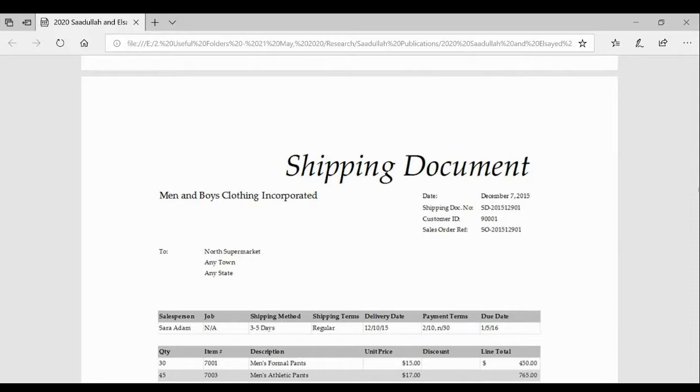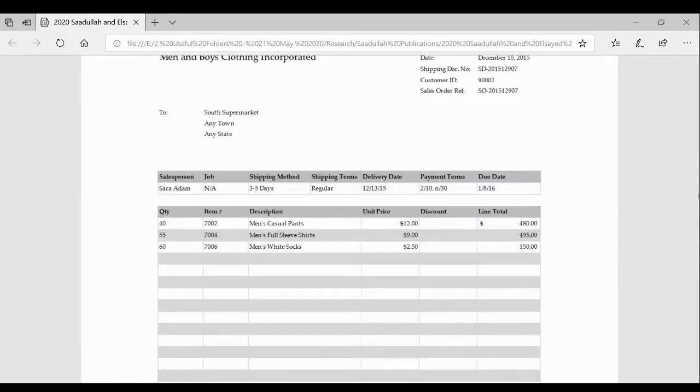December 7, right? So is this before or after the sales order? Is this date before or after? After. Yes, this is after, right? Sales order was December 5. So you cannot ship before the order, right? You cannot ship before the order. So this is fine. Everything is good so far.